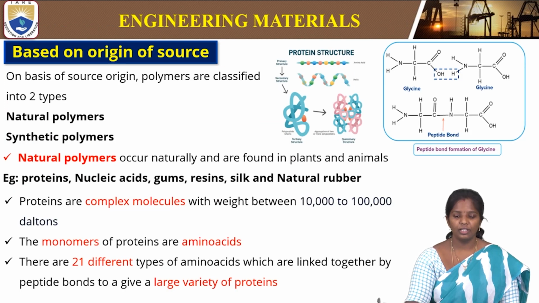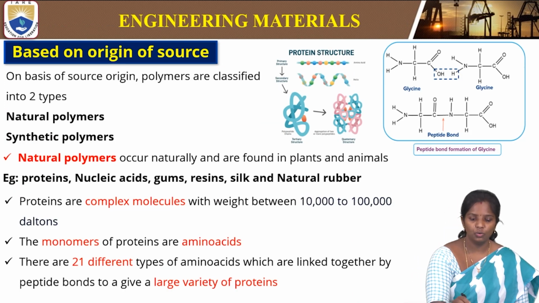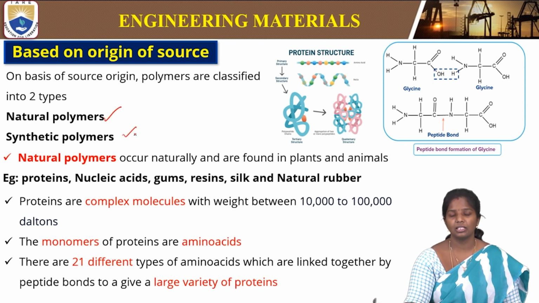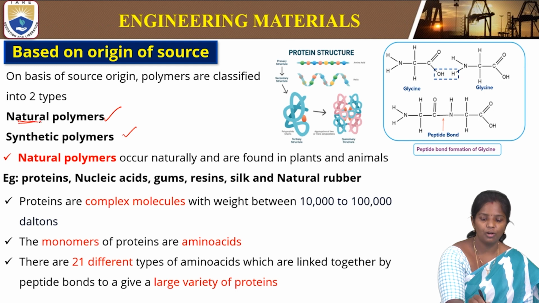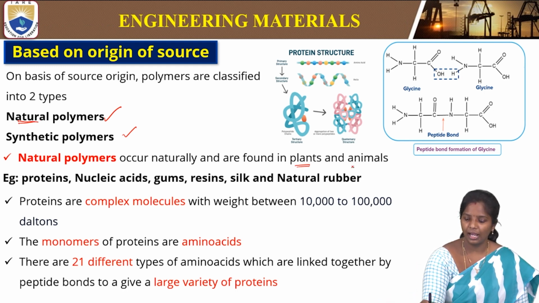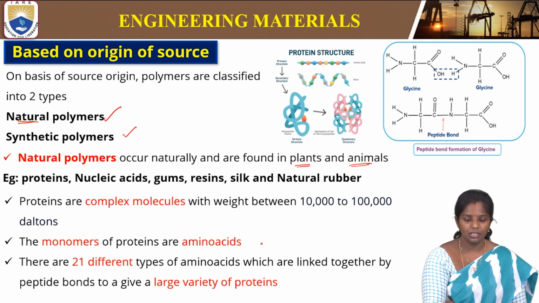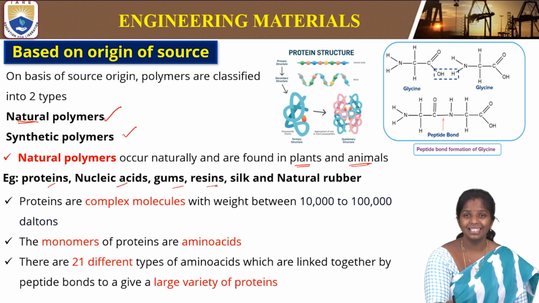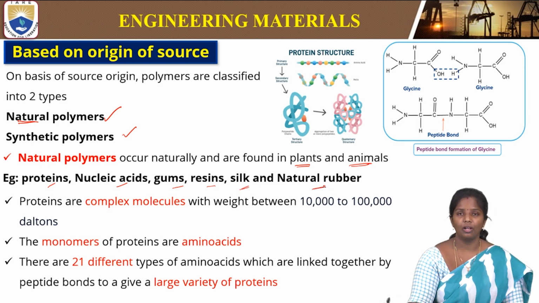Based on the origin of source, there are two types: natural polymers and synthetic polymers. As the name indicates, natural polymers are already occurring in nature, in plants and animals. Examples are proteins, nucleic acids, gums, resins, silk, and natural rubber. These are natural polymers that are already present in nature, that is, we are learning from nature.